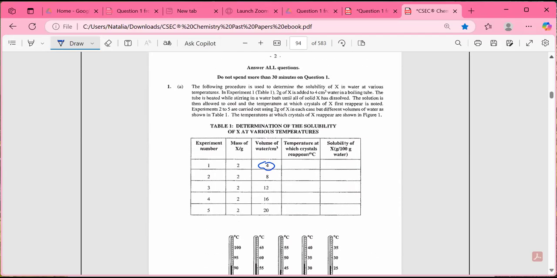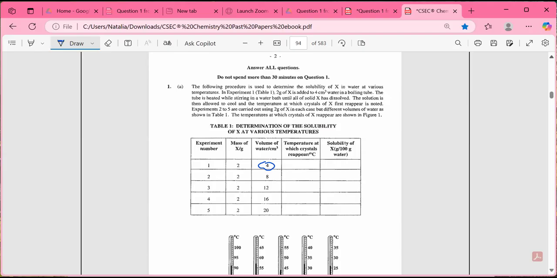The following procedure is used to determine the solubility of X in water at various temperatures. In experiment 1, table 1, 2 grams of X is added to 4 cm cube of water in a boiling tube. The tube is heated and stirred in a water bath until all of X dissolves. The solution is allowed to cool and the temperature at which X first appears is noted. So you dissolve it and then cool it to see where the saturated solution is formed. That's how they can tell you the temperature, right?